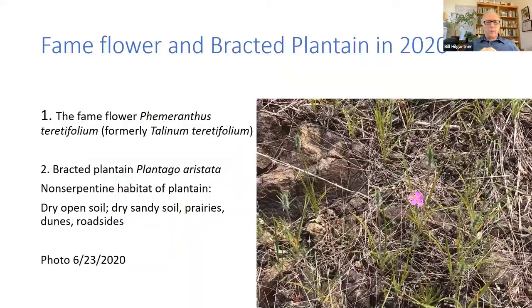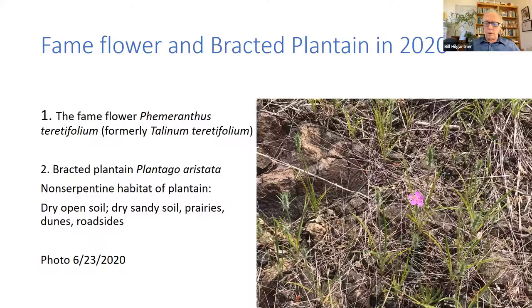Now, this is a photo of a fame flower I took this past summer, but you can see that it's surrounded now by a grass-like plant, which is actually Plantago aristata, the bracted plantain. The non-serpentine habitat is dry open soil, dry sandy soil, prairies, dunes, and roadsides. So you have these two plants competing. And what I think is happening here is that there's just enough other organic material covering these rocks for this plantain to move in. And what I would imagine is it's going to crowd out the fame flower.